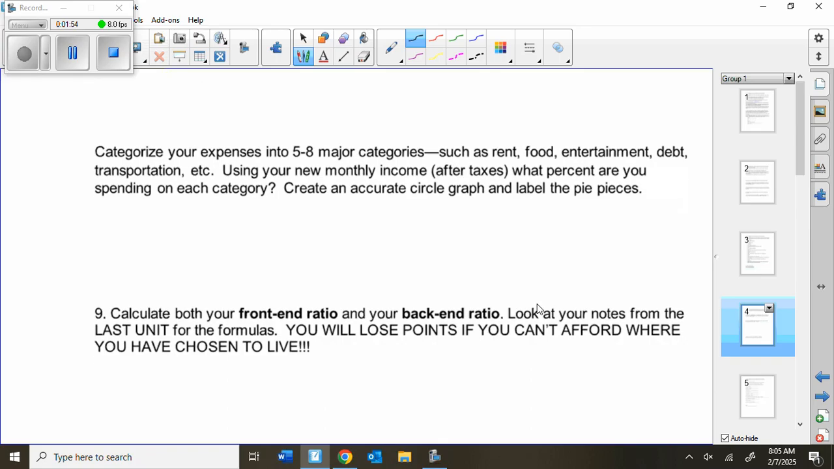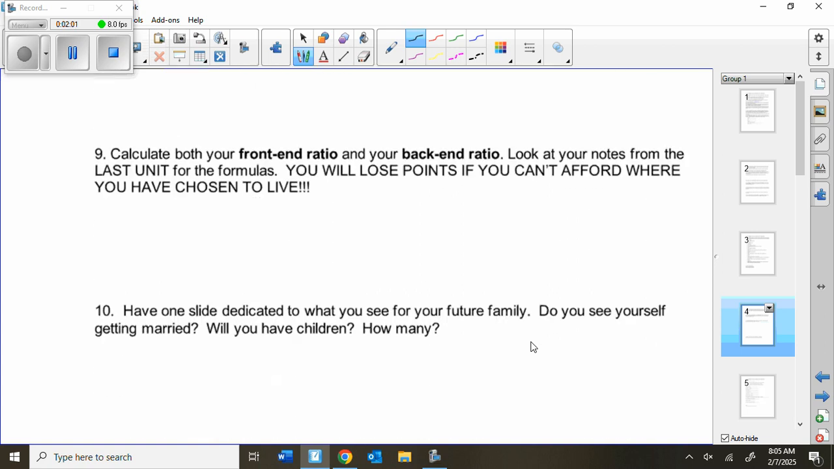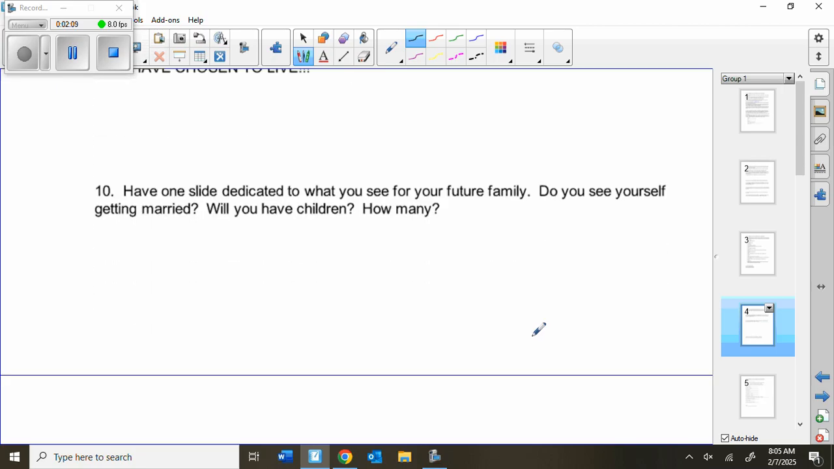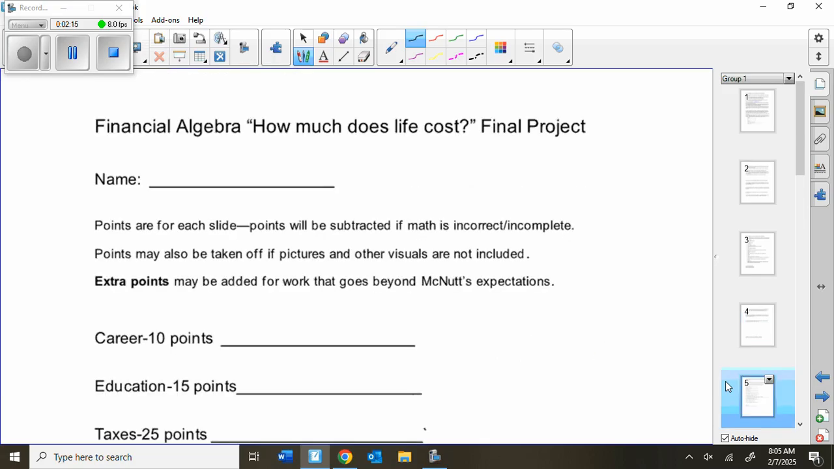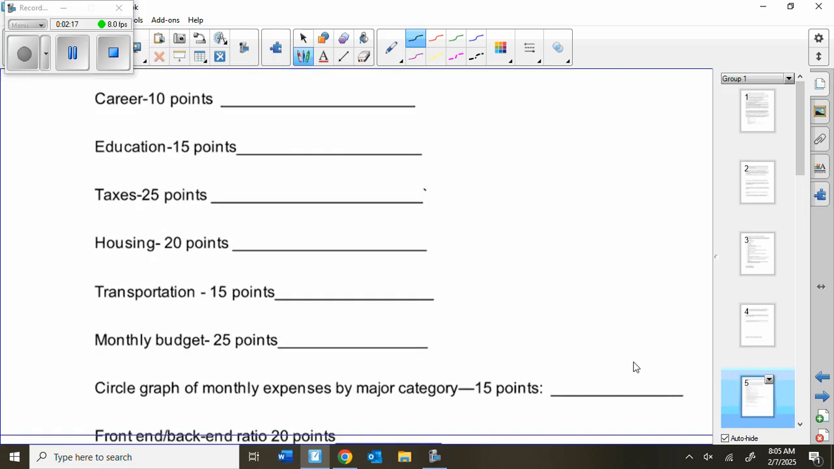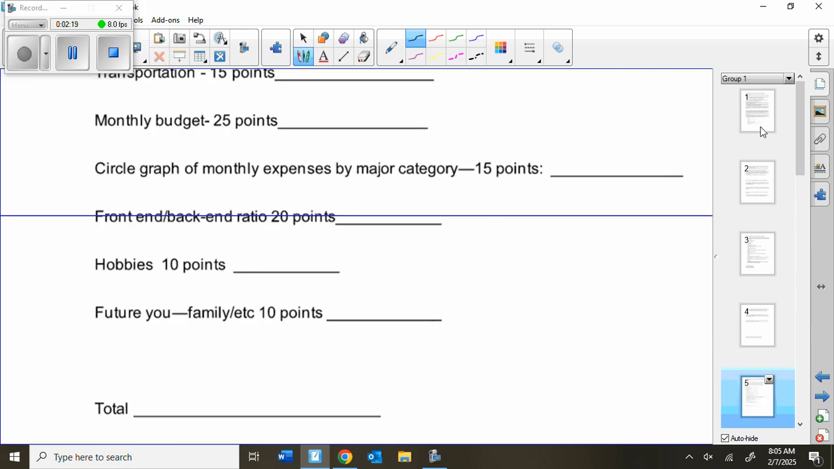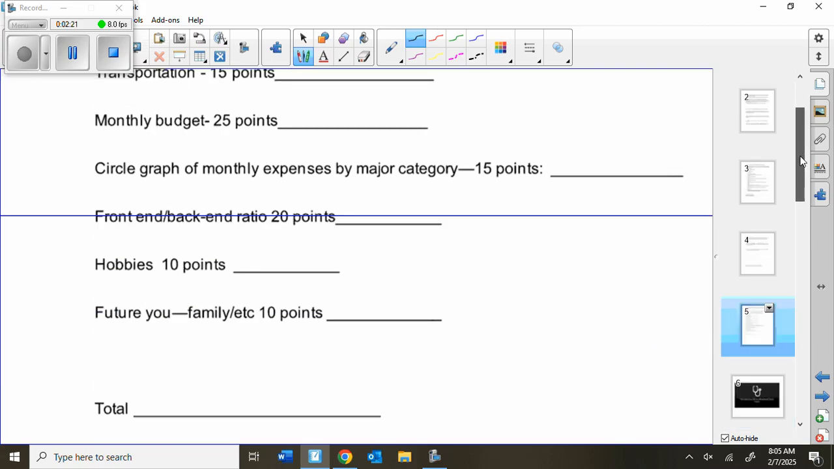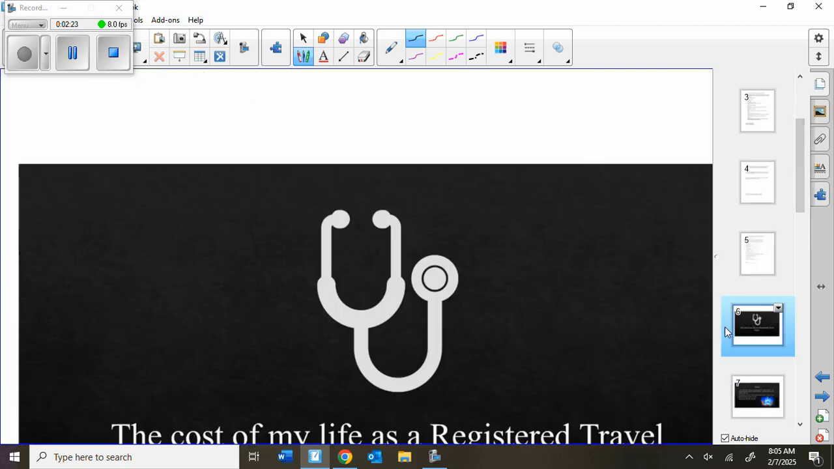Then I make them do a circle graph of their budget. They must calculate their front end and back end ratio so that they can prove that they can afford their home based on the salary. And then this one is just fun. Do you see yourself with lots of kids? Do you see yourself married? And whatnot. I have a grading rubric, and I included in this project a student sample.